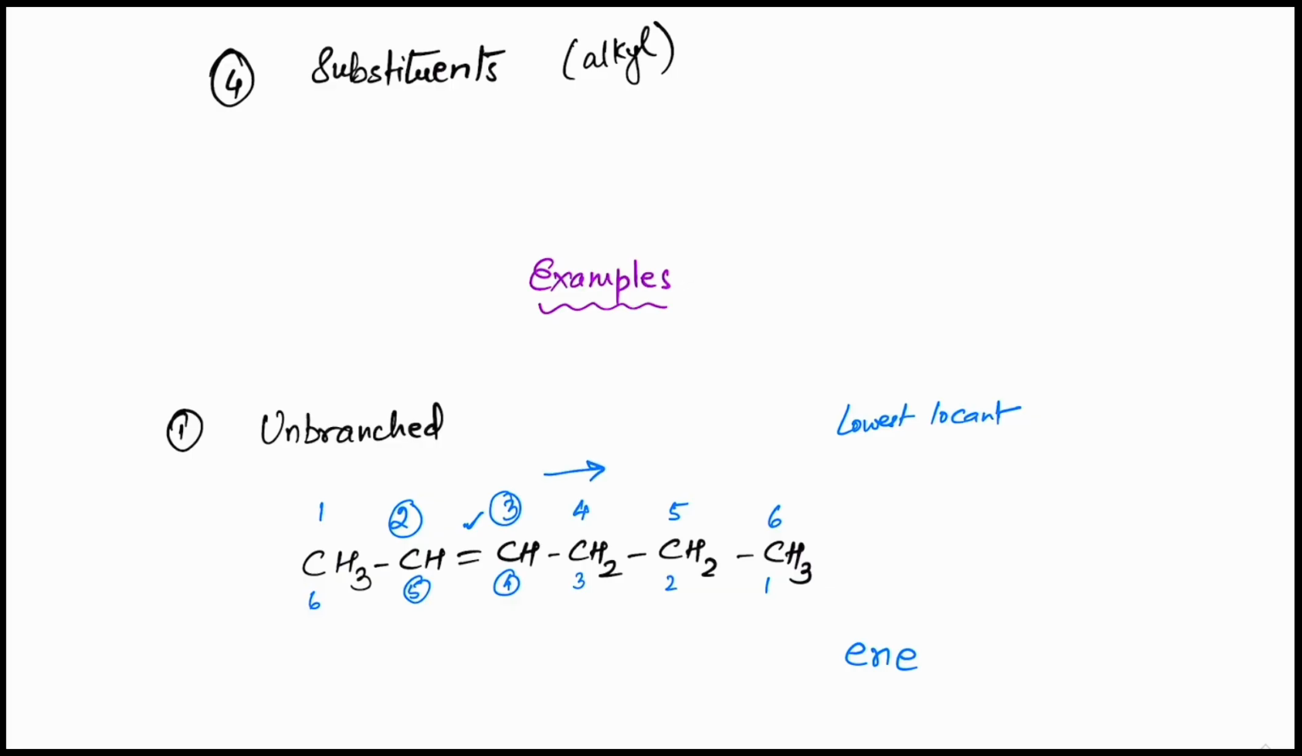Now we will pick that carbon atom from which the double bond is beginning, which is the second carbon atom. So the position of this double bond is 2, and the length of the parent chain is 6. So the name of this compound is hex-2-ene. You can also write this as 2-hexene. This is also a valid name, but I prefer to write it this way because it tells you exactly what is the position of the double bond.